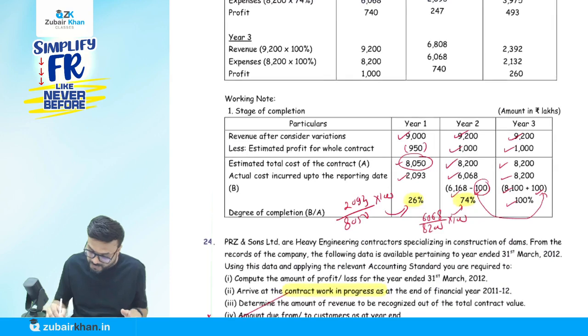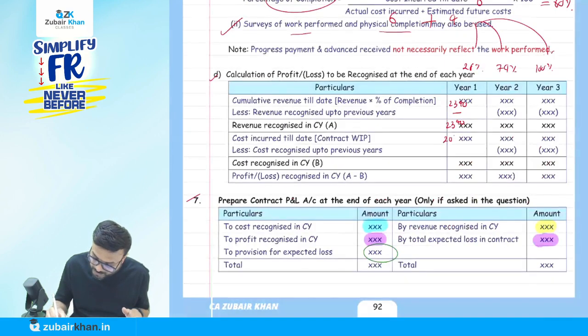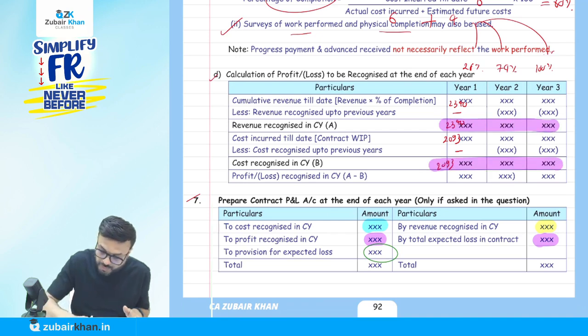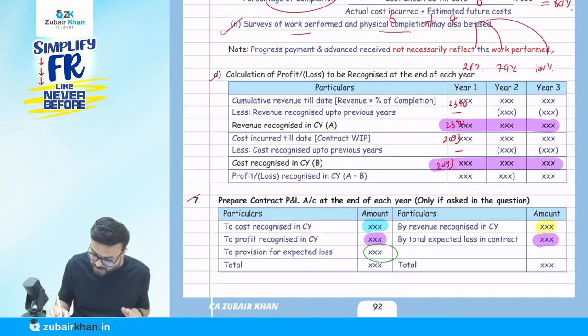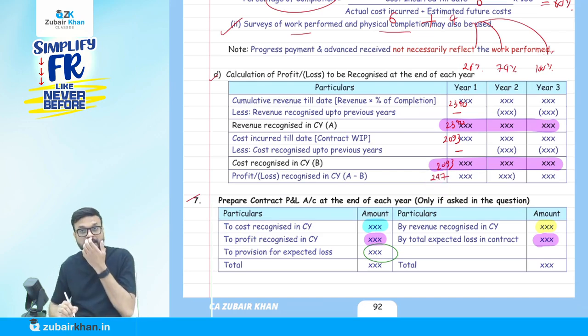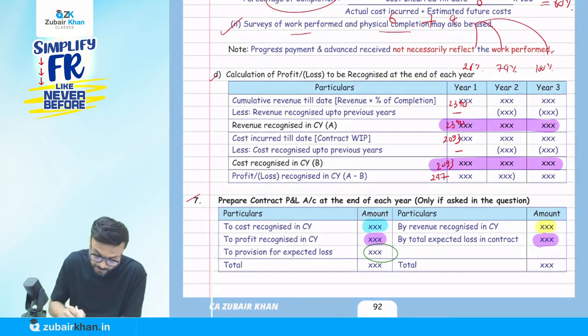So how much cost have we incurred? 2093. No cost was previously recognized, so 2093 is the total here. So here 2340 minus 2093, that is coming to how much? 247. Done.